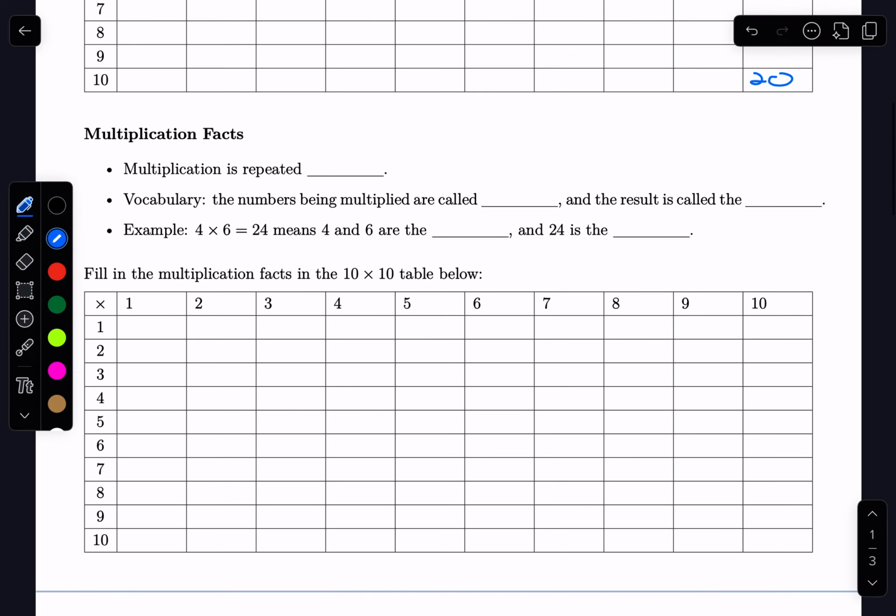Moving on, we have multiplication. Multiplication is repeated addition. So we just talked about addition. Multiplication is just adding something over and over again. The numbers being multiplied together are called factors. That's an important word that's going to come up quite a few times in this course. Okay, factors. And the result is called the product. So the multiplication of two factors gives you a product. So for example, 4 times 6 equals 24. 4 and 6 are the factors, and 24 is the product.